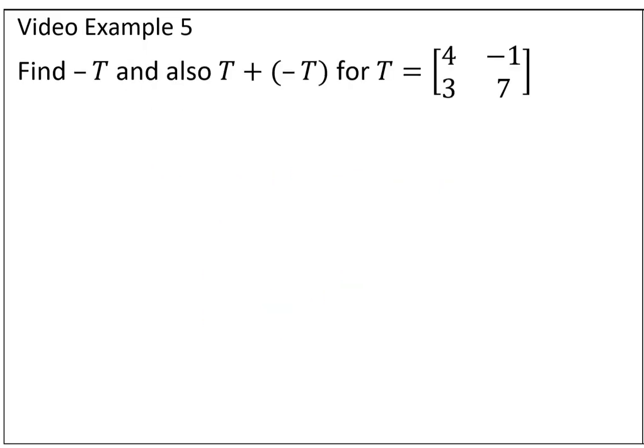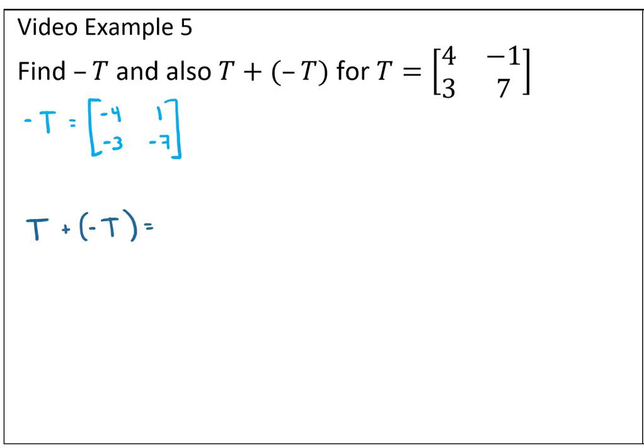The additive inverse of matrix T is found by taking the additive inverse of each of its elements. That is, we would have -4, +1, -3, and -7. That's the additive inverse.